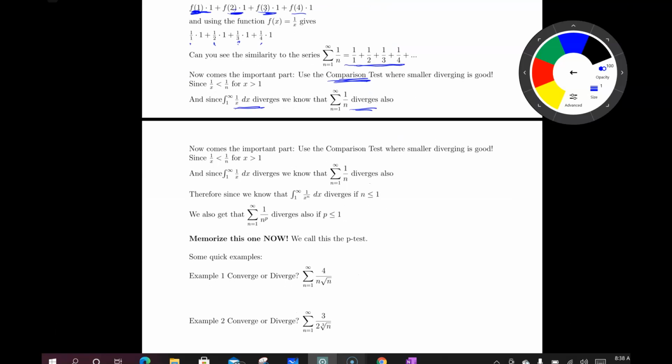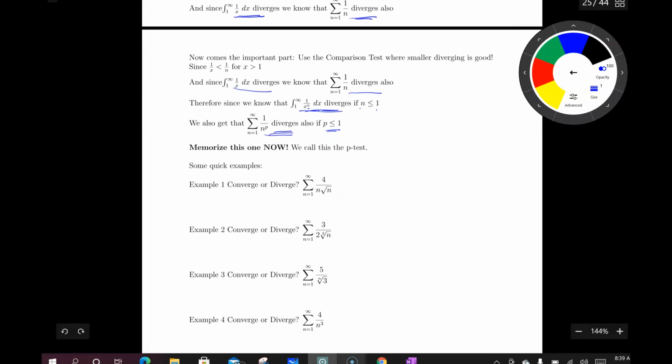All right, and so the same thing goes. So if I said the same thing, since this diverges, I know this diverges also. And so I could go through and do more of them, but as long as this n, this exponent, is smaller than or equal to 1, this diverges. So that's the p-test. Okay, so let's just go through and practice the p-test because we're going to use it a lot in the next sections. I want to make sure you're really good at it.